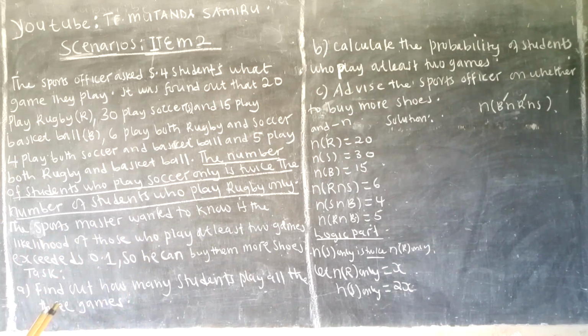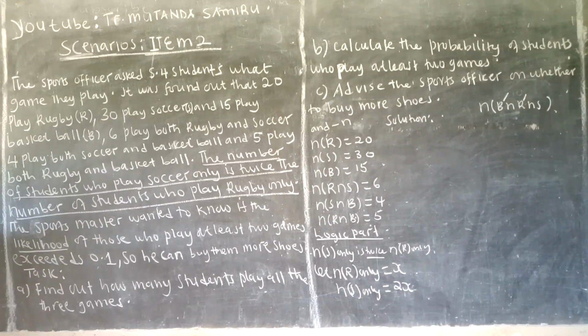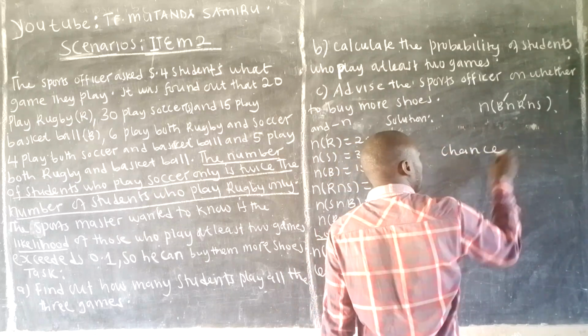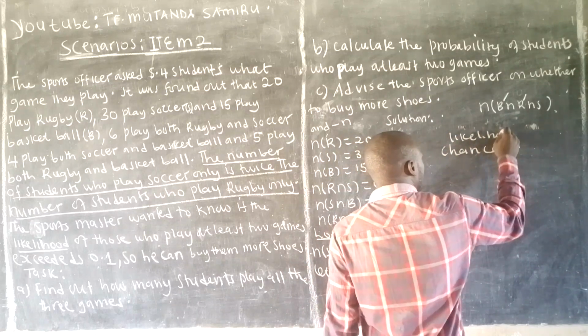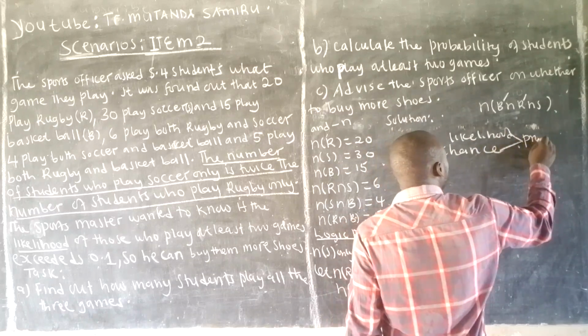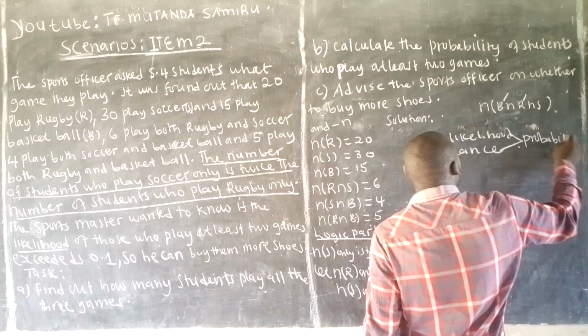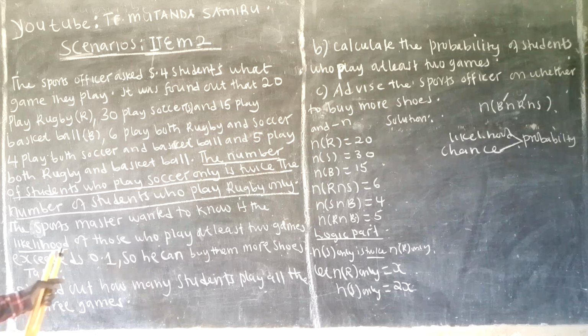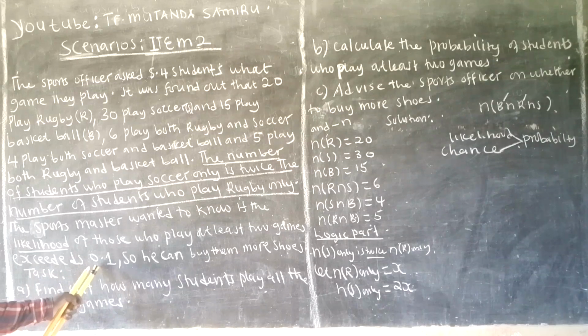The sportsmaster wanted to know if the likelihood of those who play at least 2 games exceeds 0.1. Now, whenever you see the word likelihood, or the word chance, those two words mean probability. They mean that somewhere you'll have to get a probability. The sportsmaster wanted to know if the likelihood of those who play at least 2 games exceeds 0.1.